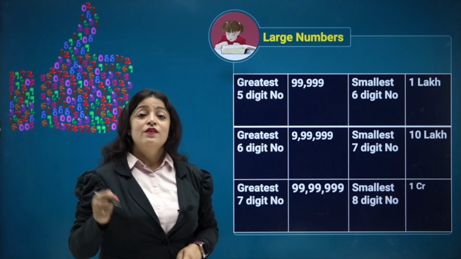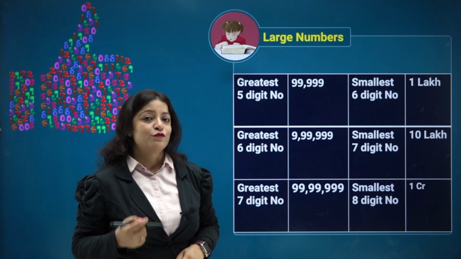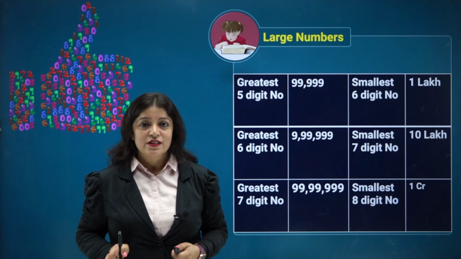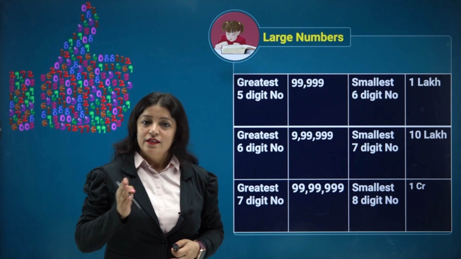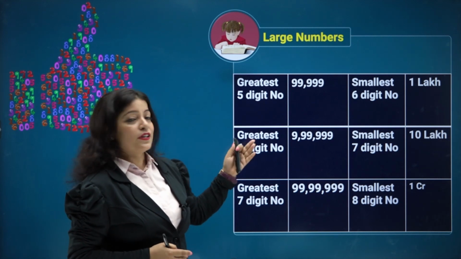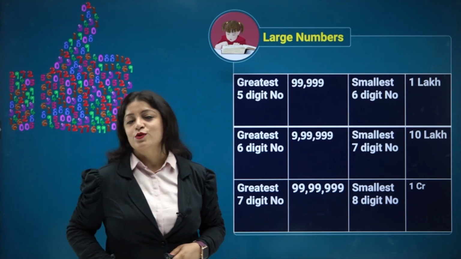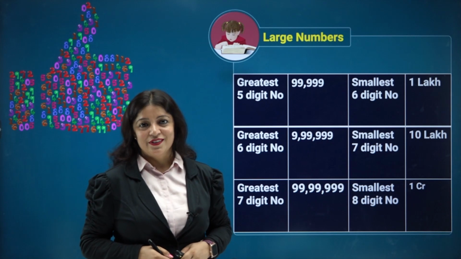And in this way, you can revisit the place value chart to find the numbers which come in the sequence. Like it starts from units, then tens, hundreds, thousands, then 10,000s, then lakhs, then 10 lakh, then crore and 10 crore and so on. The chain continues.